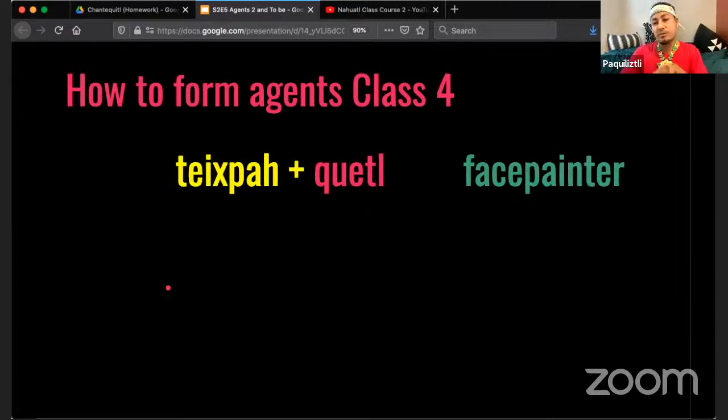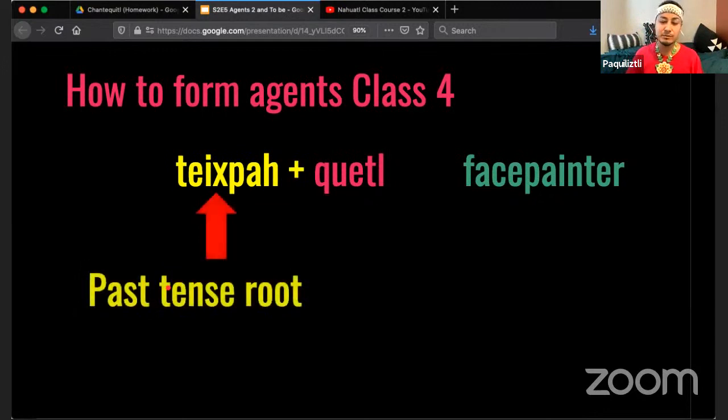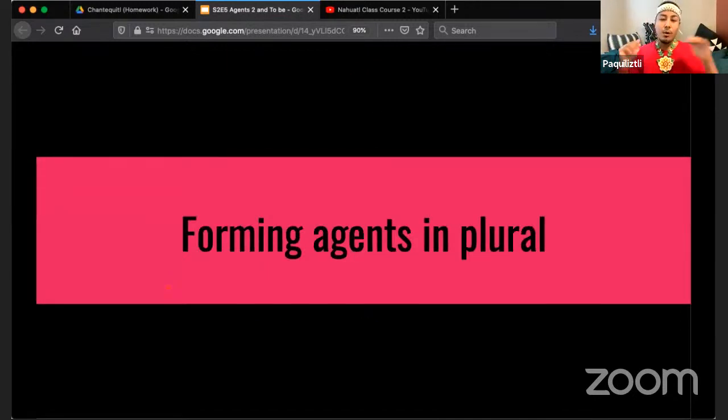Okay. Same thing with class four verbs. This class four verb is pa, which is to paint. And ishpa is basically the same thing as the verb pa. So te ishpa, to paint someone's face. And if you remember, for class four verbs, you keep the verb, you add an H, and that's the past tense root. So teishpa becomes teishpah, and then you add the ket. So teishpahket, face painter. Literally a person who paints someone's face. That's literally what you're saying in Nahuatl.